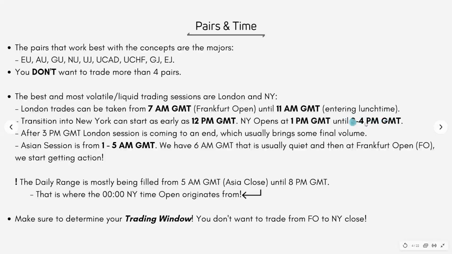Because if it gets later than 4 p.m. GMT, then the market has already filled the daily range, right? And you don't want to be taking trades after that time. But again, more on timing on the next slide.